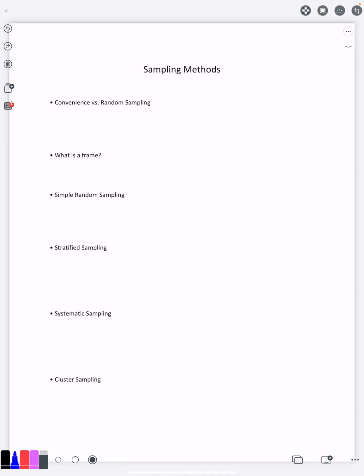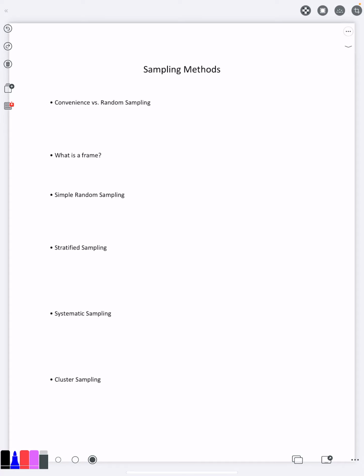So far, we've talked about how you can have an observational study or a design experiment. We talked about the different types of data you might collect, quantitative versus qualitative variables, etc. In this video, we're going to talk about how to decide which individuals you're going to include in your sample.